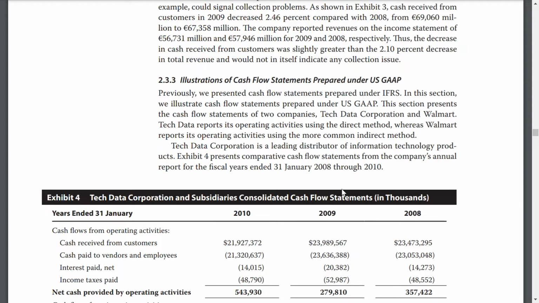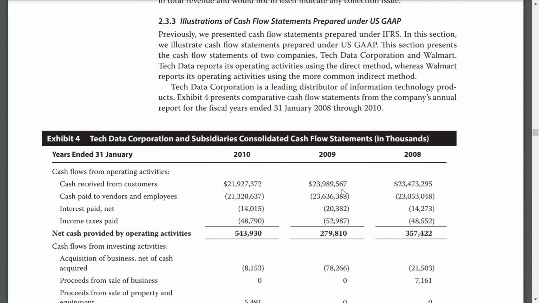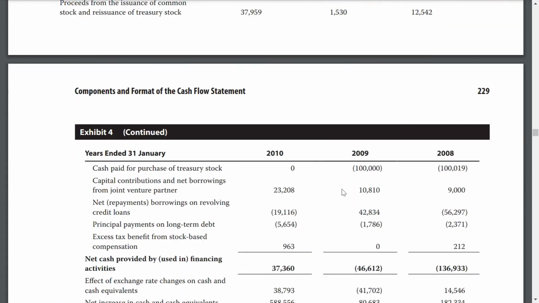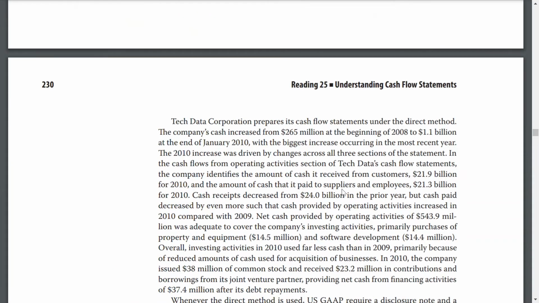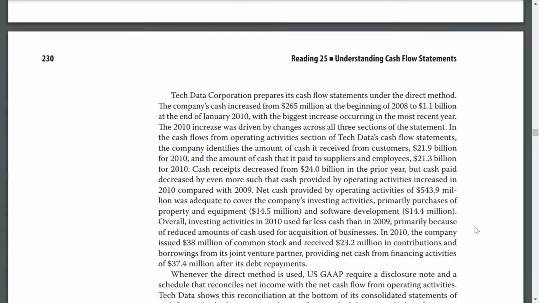indirect method. Tech Data Corporation is a leading distributor of information technology products. Exhibit 4 presents comparative cash flow statements from the company's annual report for the fiscal years ended 31st of January 2008 through 2010. Tech Data Corporation prepares its cash flow statements under the direct method. The company's cash increased from $265 million at the beginning of 2008 to $1.1 billion at the end of January 2010, with the biggest increase occurring in the most recent year.